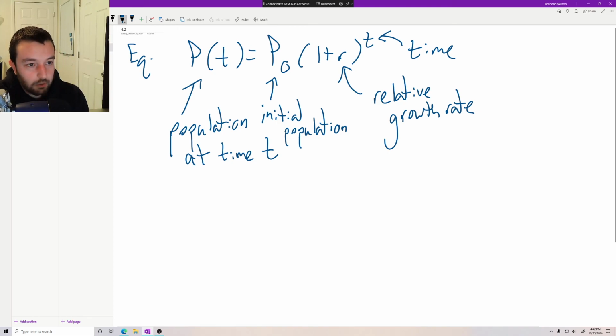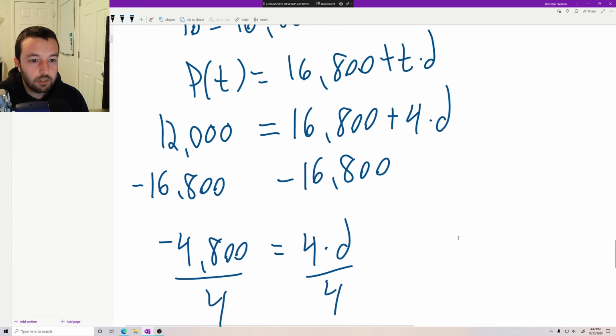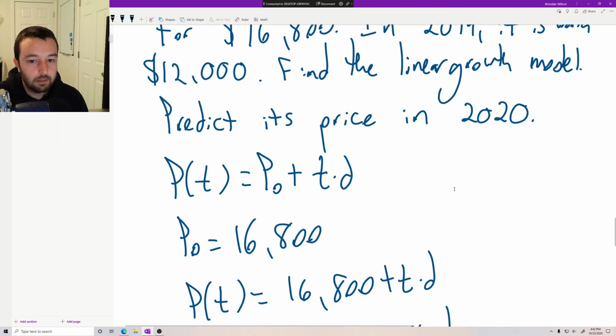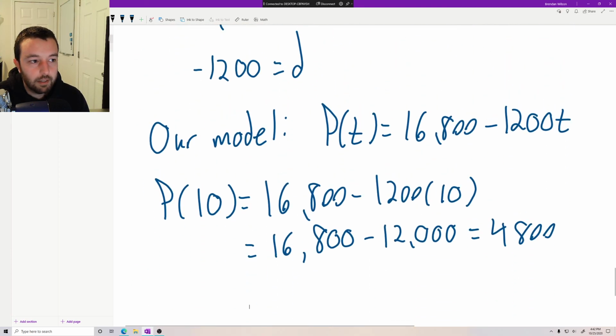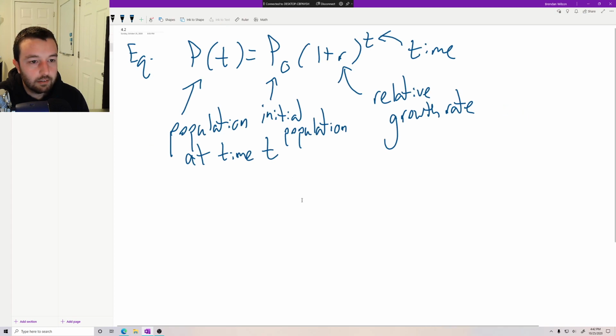So we'll go more in depth with this next time. Like I said, it'll reflect compound interest. 4.1, the linear growth, reflects simple interest. I don't think I have too much more to say about that.